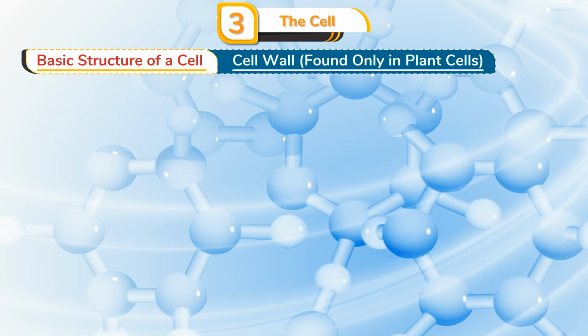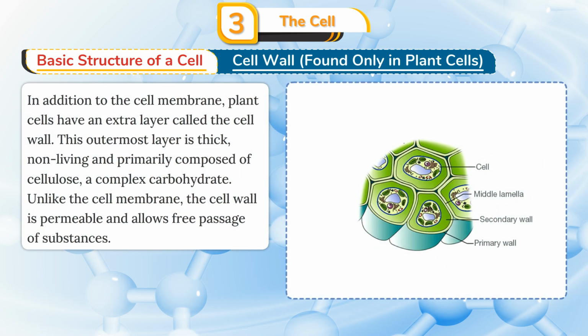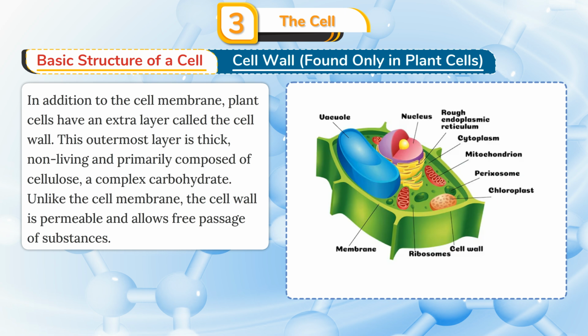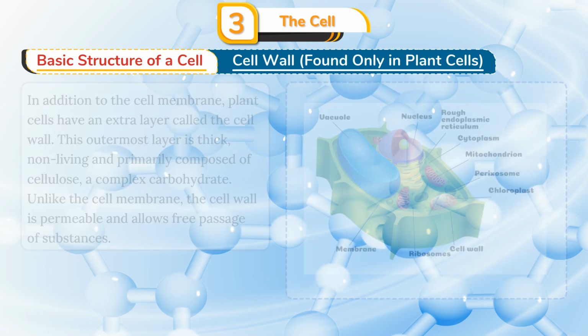Cell wall, found only in plant cells. In addition to the cell membrane, plant cells have an extra layer called the cell wall. This outermost layer is thick, non-living, and primarily composed of cellulose, a complex carbohydrate. Unlike the cell membrane, the cell wall is permeable and allows free passage of substances.